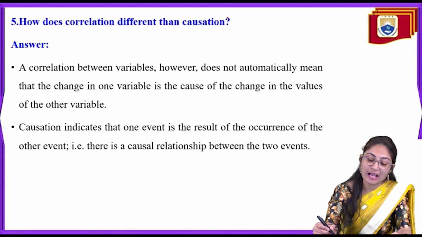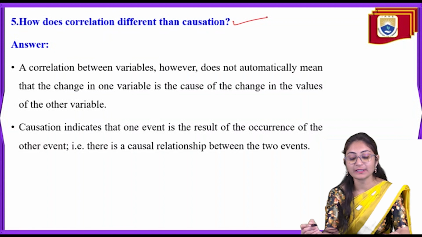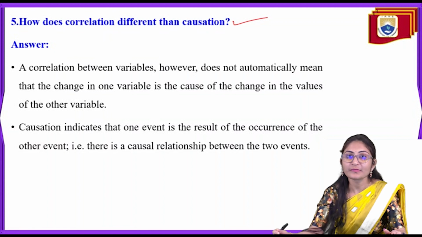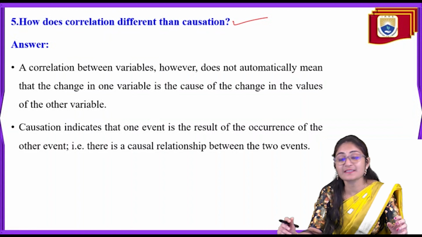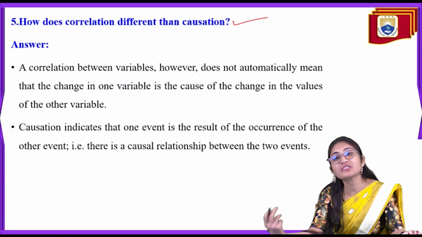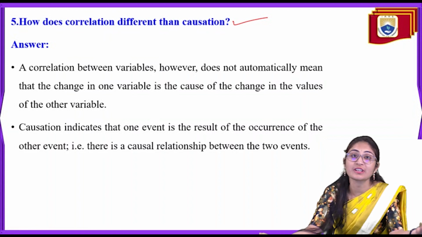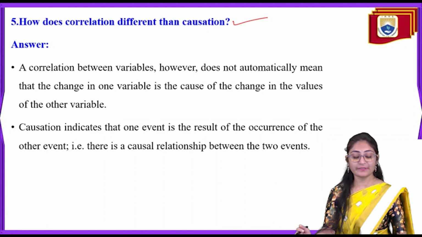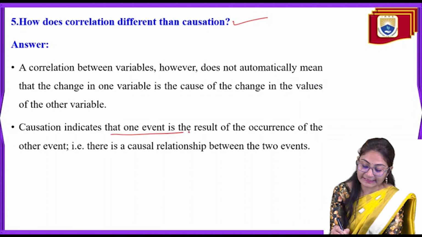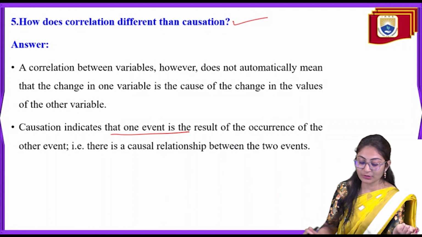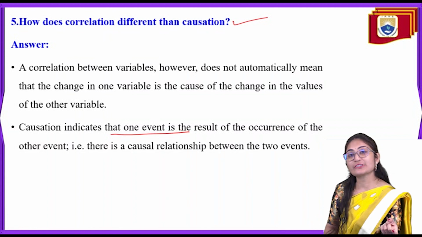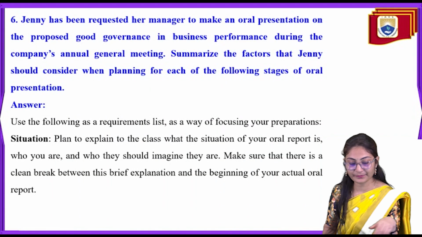Now next one is, how does correlation differ from causation? The correlation between variables, however, does not automatically mean the change in one variable is the cause of the change in the values of the other variable. Causation generally indicates one event is a result of the occurrence of the other event. So there is a causal relationship between the two events.